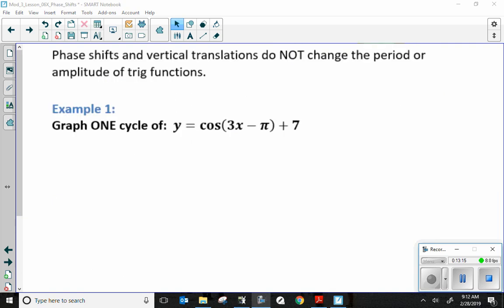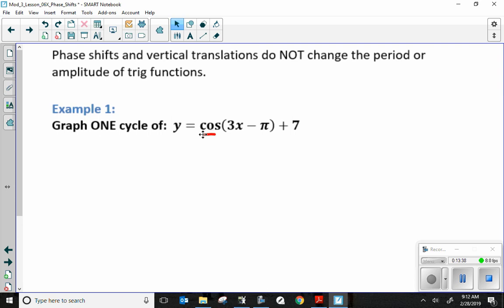Phase shifts and vertical translations do not change the period or the amplitude, okay? However, the length of one cycle, in this case, it's cosine, okay? The length of one of those C curves, that cup, will not change by moving it up or down, left or right. All right, just know that, okay?